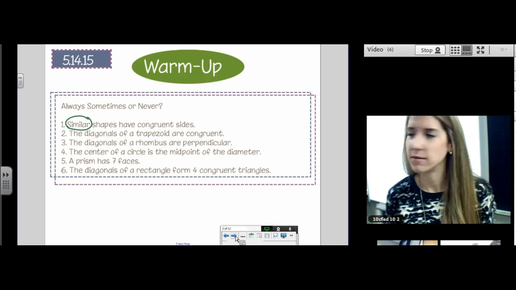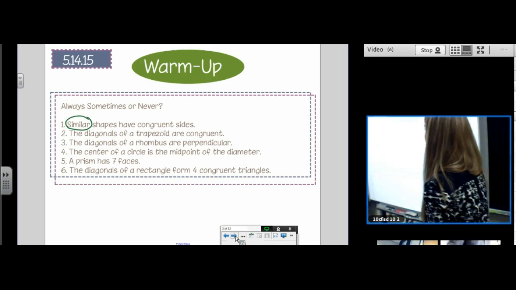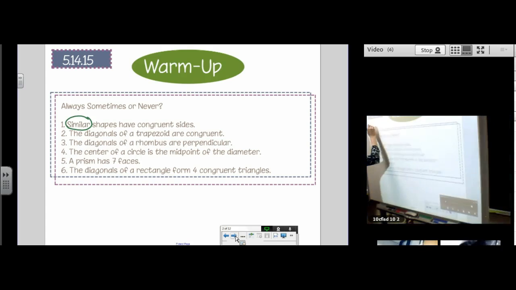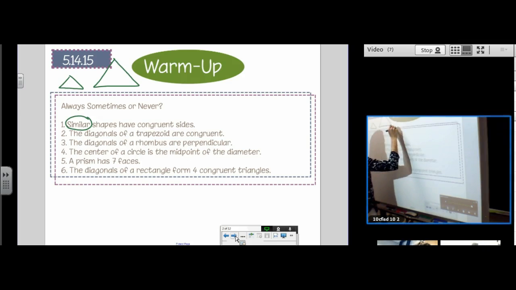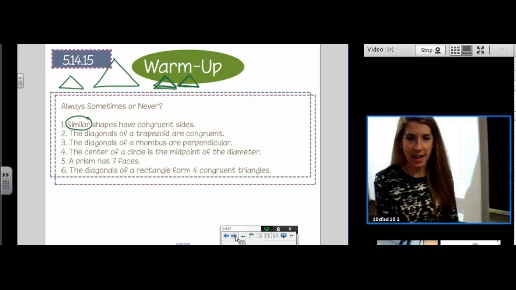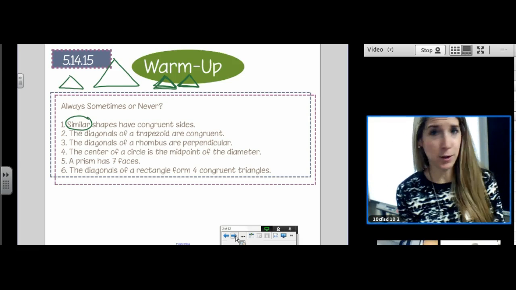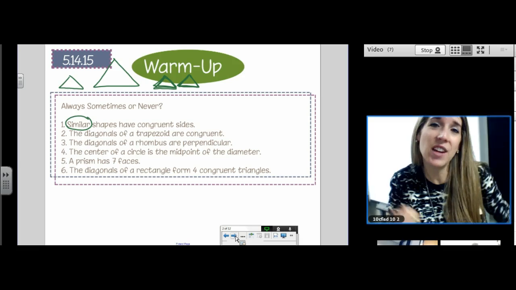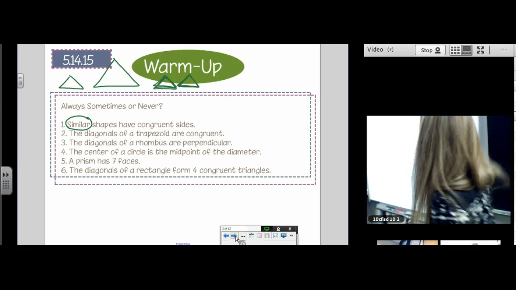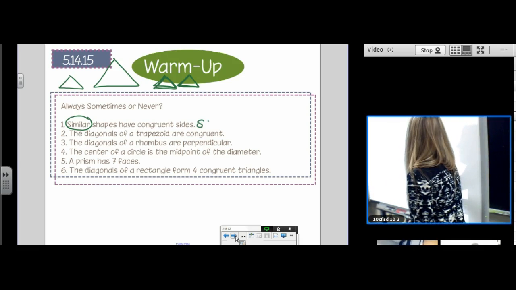Different size is what I meant. So, like these 2 shapes are similar, possibly, if their angles match. But also, these 2 shapes are similar as well because you're allowed to have more than the qualifications. You're just not allowed to have less. So congruent figures are always similar. Similar figures are sometimes congruent. So that's why the answer to number 1 is sometimes.